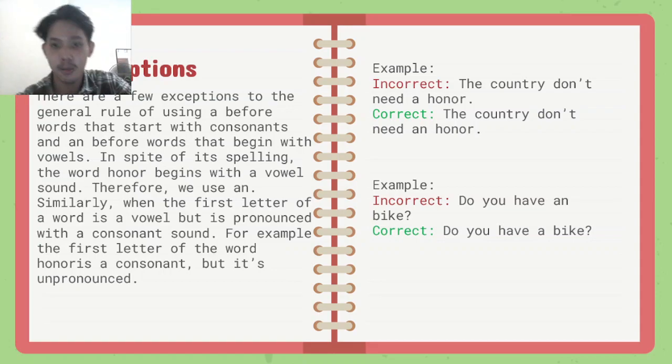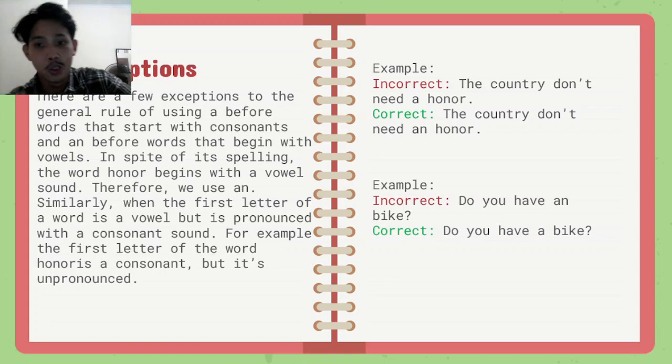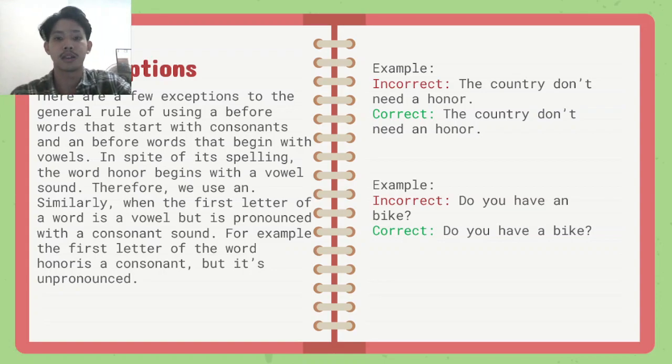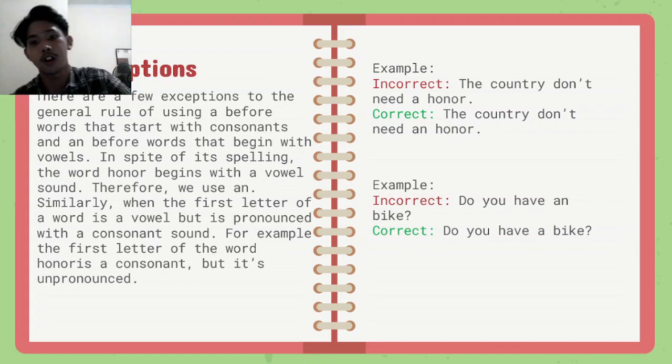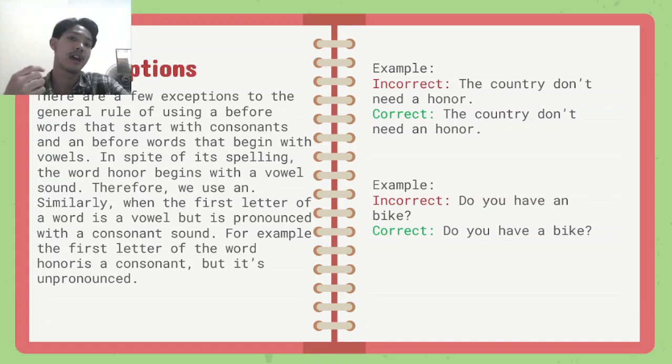And then we got another example, which is crystal clear. The incorrect one is: do you have an bike? That is obviously wrong because B is not a vowel. And then the correct one is: do you have a bike? We should use a instead of an.